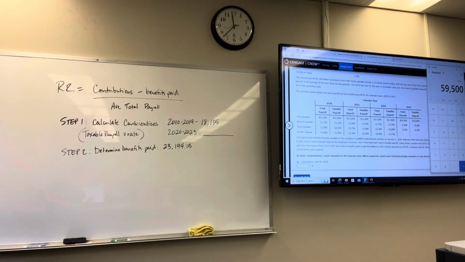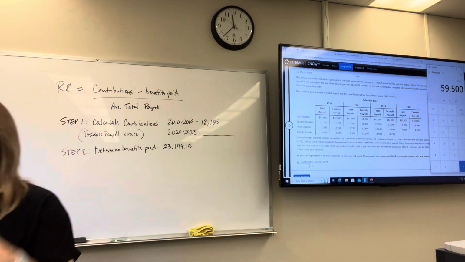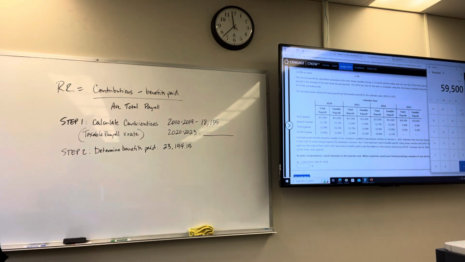No, we're going to use that when we determine the average. We're going to start there. For this, we're going to use all the quarters. Okay, and we don't need to get it on a quarterly basis. We just need the total payroll, multiply it by the tax rate.